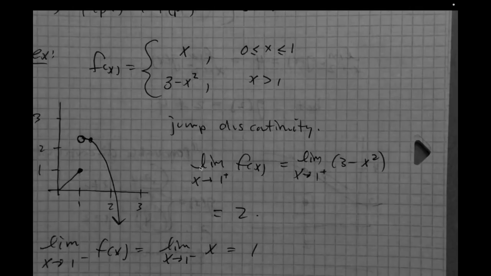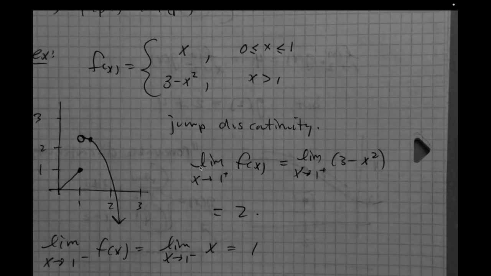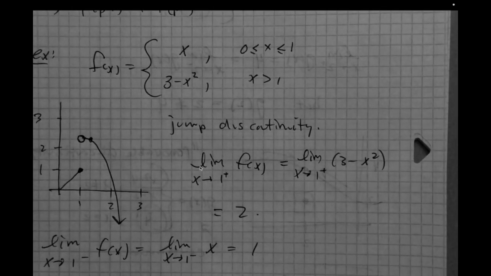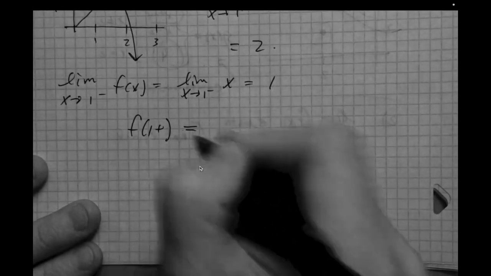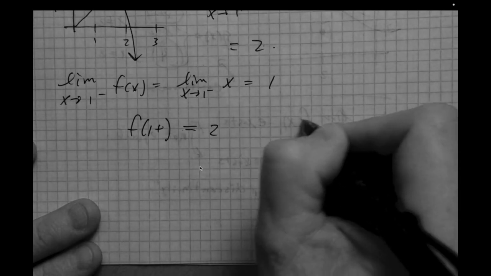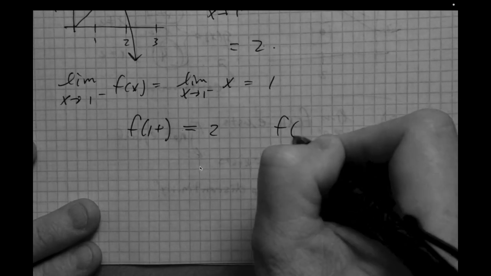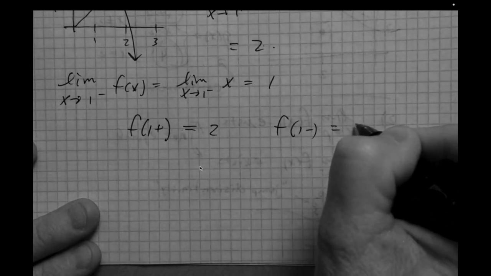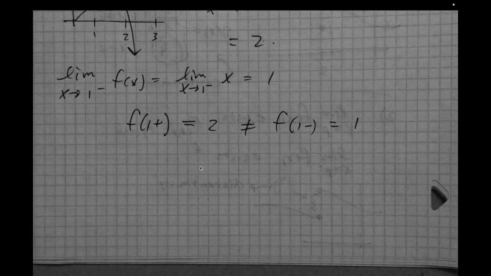And so these two are obviously not equal. So f of 1 plus is equal to 2, and f of 1 minus is equal to 1. And so these are not equal. So we have a jump discontinuity. Okay, so that's a simple example, but useful to see how these things work, and it's very intuitive.